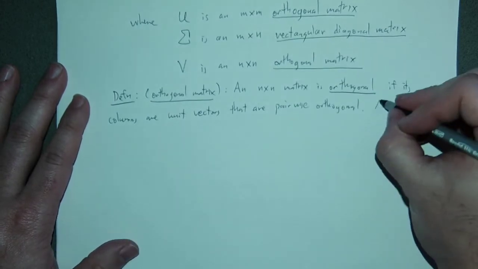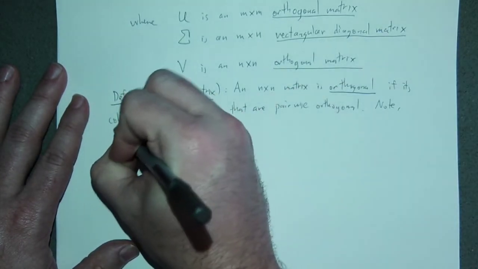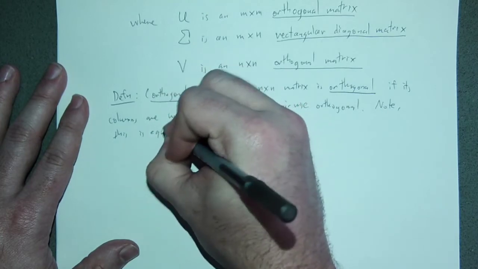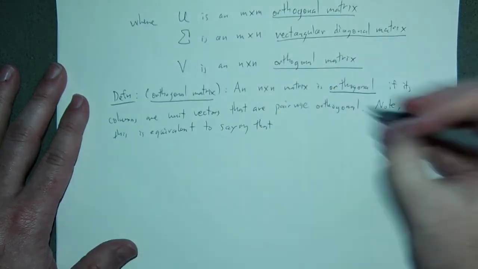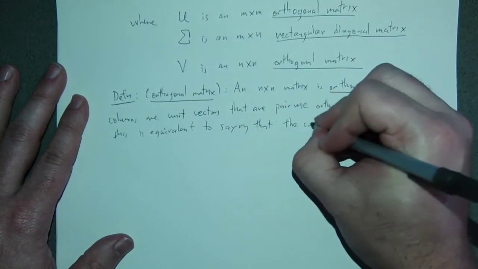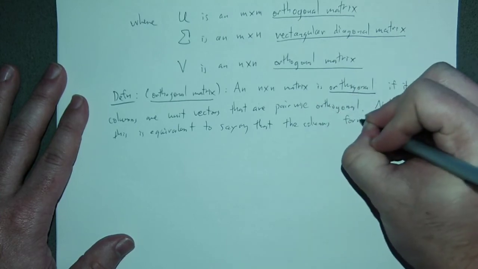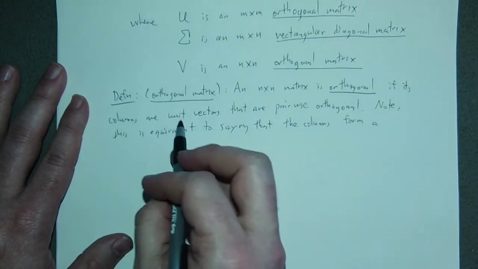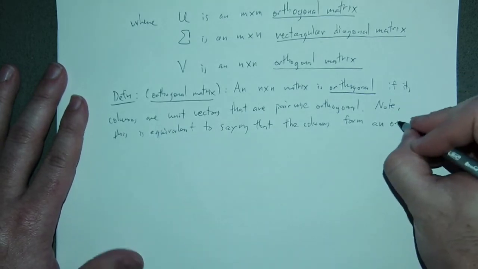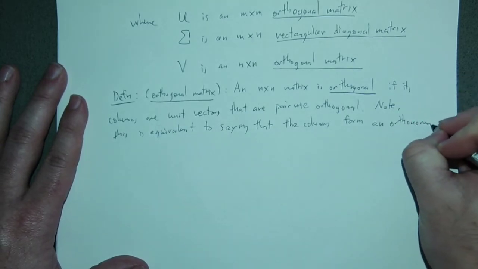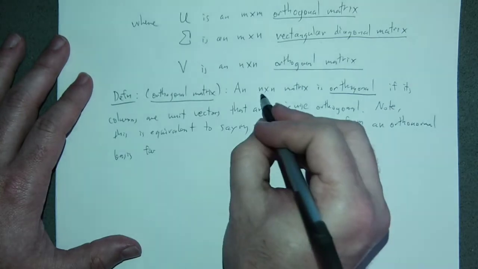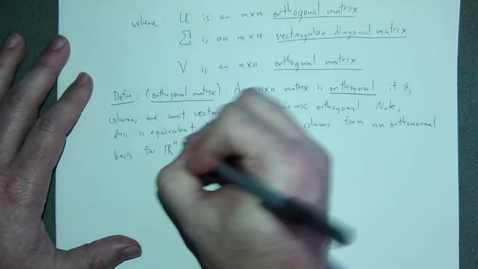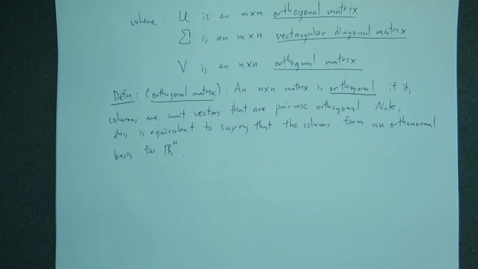Okay, note this is equivalent to saying that the columns form an orthonormal basis, because the column vectors are unit vectors, for, since it's an N by N matrix, R^n. Okay. All right. So that's what an orthogonal matrix is.